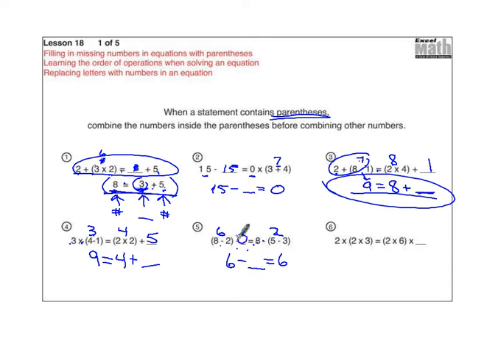Number 6. 2 times 3 first, which is? 6. 6 times 2. 2 times 6 is? 12. Okay, let's combine these together. 2 times 6 is? 12. 12 equals 12 times blank. What goes in the blank? 1. 1, because 12 times 1 is 12.